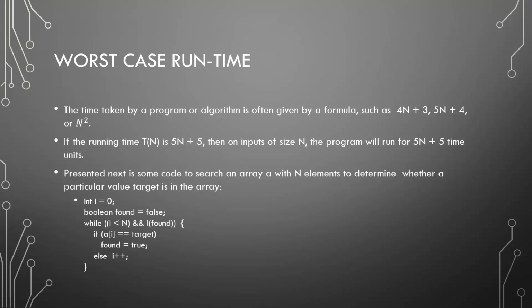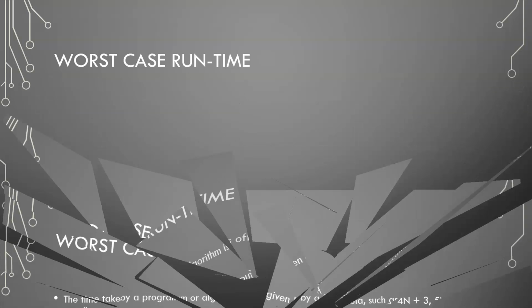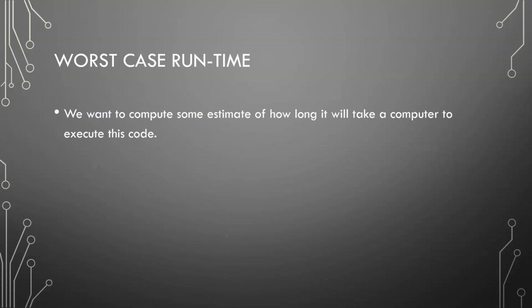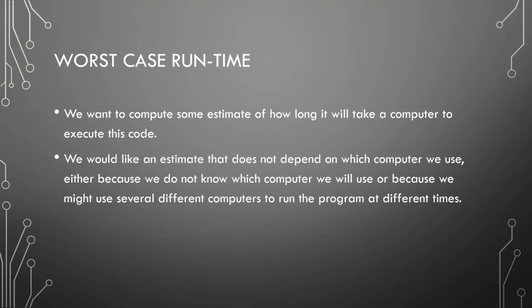So let's take a look at this from a coding perspective since we're talking more programming. This is some code to search an array with n elements to determine whether a particular value is in the array. So I have int i equals 0, boolean found equals false, while i is less than n and not found, if a[i] is equal to target, found is set to true, else i plus plus. So we're just going to increment. What we ultimately want to do here is compute some estimate of how long it's going to take the computer to execute this code. With that searching algorithm, how long is it going to take to find that number?